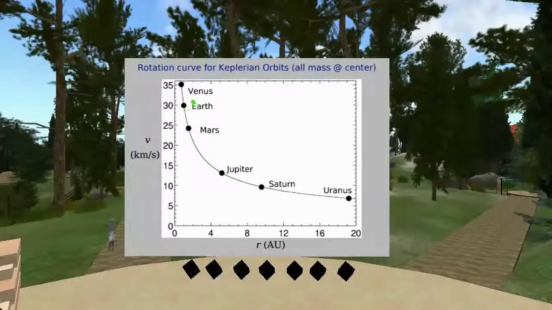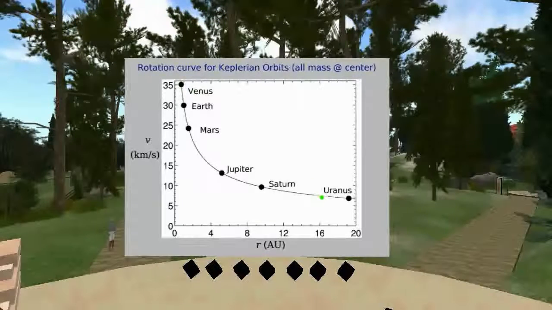Earth is going around the sun at about 30 kilometers per second. So hold on to something. Mars slower, Jupiter slower still, and you can see that they fall nicely on this curve. And in fact, this curve is not just a line connecting the dots. This curve is the theoretical prediction from Kepler's laws, and the dots are the actual real data, and you can see that, well, okay, we understand the solar system pretty well.